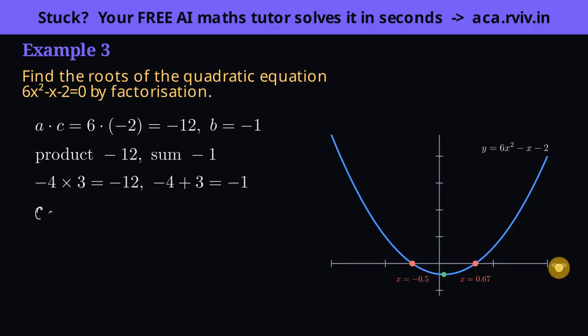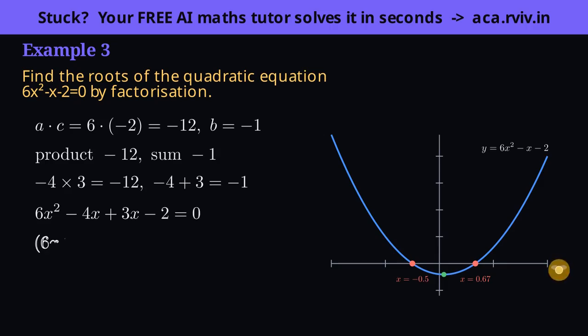Now rewrite the single middle term minus x as those two pieces, minus 4x plus 3x. Notice minus 4x plus 3x really is minus x, so we've changed nothing, just unfolded the middle so we can group it.